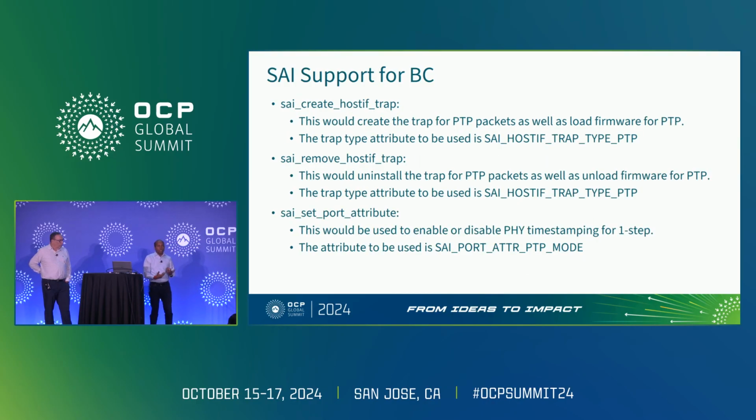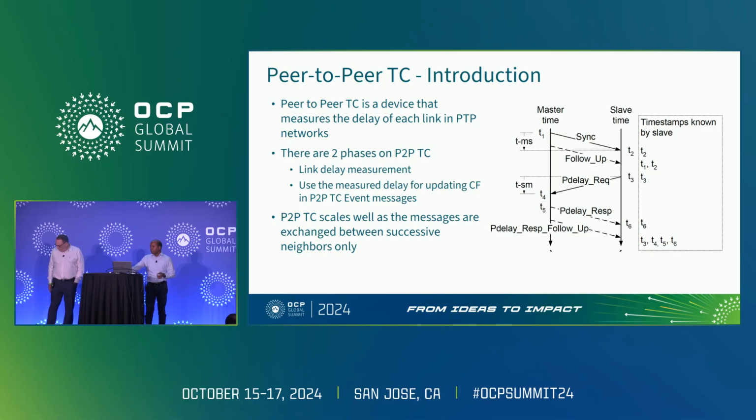And again, SAI support, right, because if you think of SONiC type of operating systems, it cannot be used unless there is SAI support. So, this SAI support we have, to trap the P2P packets, because the packets need to be terminated, and then we also have adding P2P trap and removing P2P trap, as well as enabling whether it is a timestamp or not. So all those APIs are already enabled and released in the commercial software that we published. Then peer-to-peer TC, Amit will explain from here.